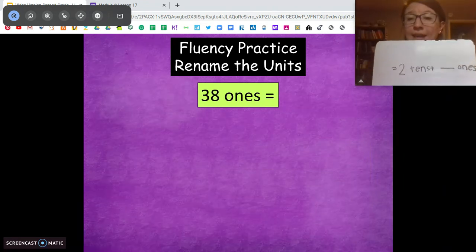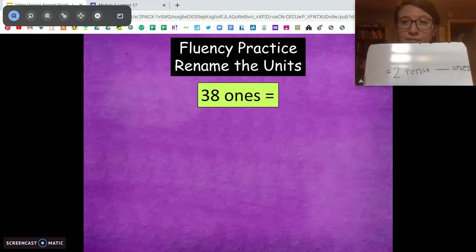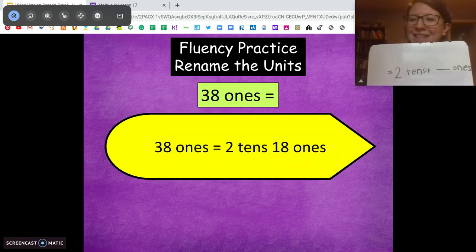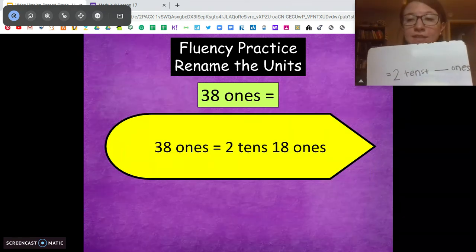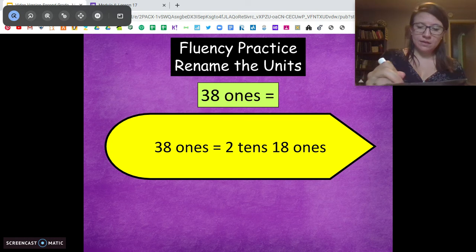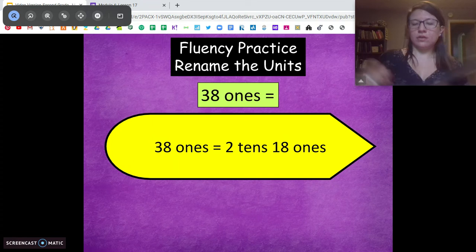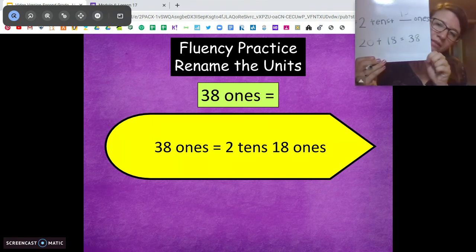All right, try 38 ones. I'm going to give you 2 tens. How many ones? Very good. 18 ones. 38 ones is 2 tens, 18 ones. So if we were to write this in a number sentence, it would be 20 plus 18 equals 38. See how that works? Awesome.